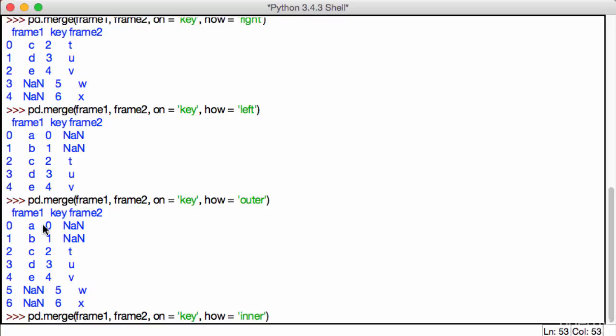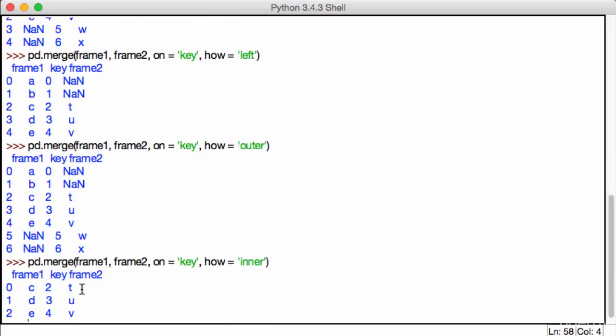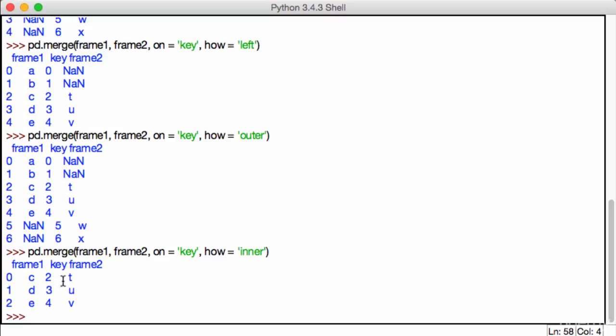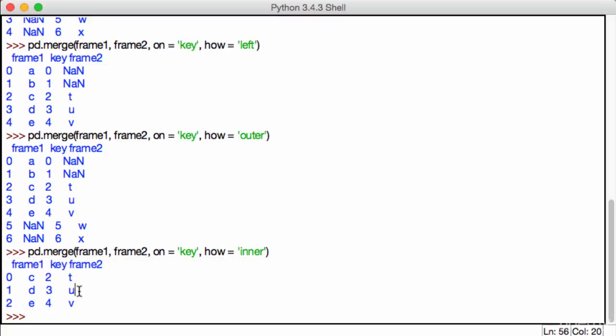And inner is the default one. So inner is the first value that we got up top, and inner is where if both of them have it, so if frame 1 and frame 2 both have the same key, only then will it be displayed. So since frame 2 and frame 1 had 2, 3, 4, the same keys, that's how it was displayed, okay?